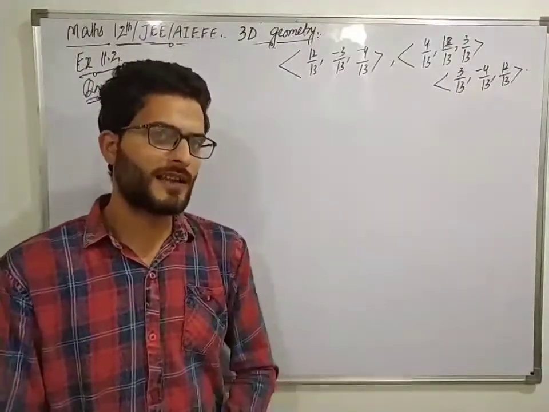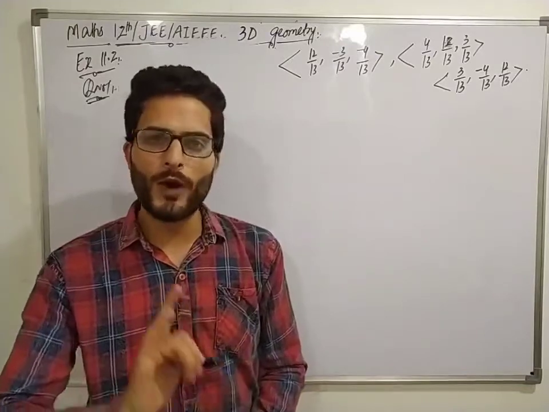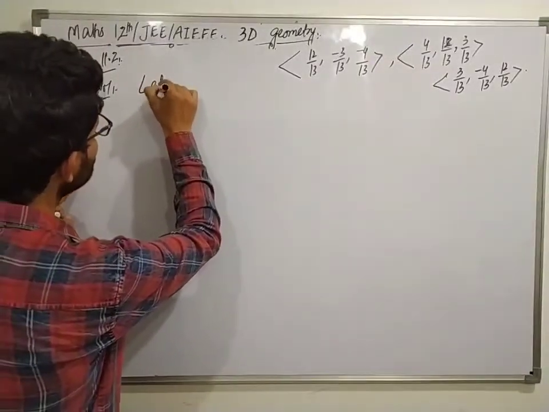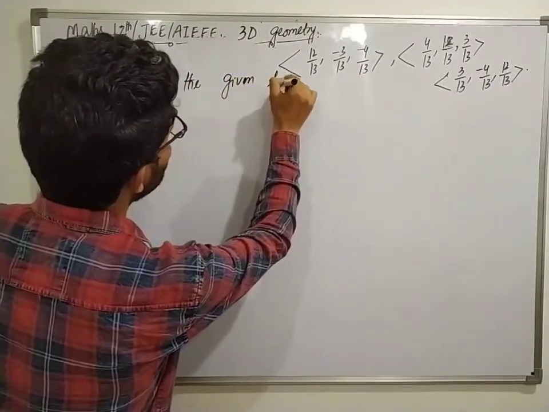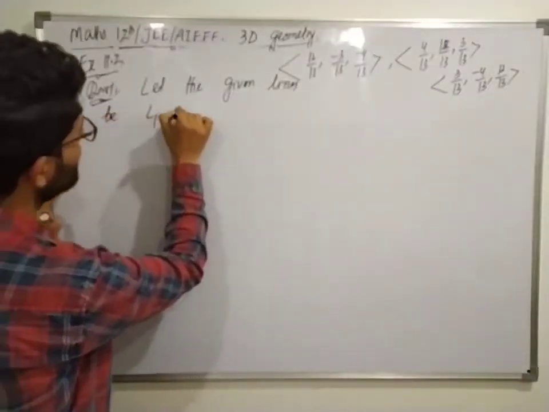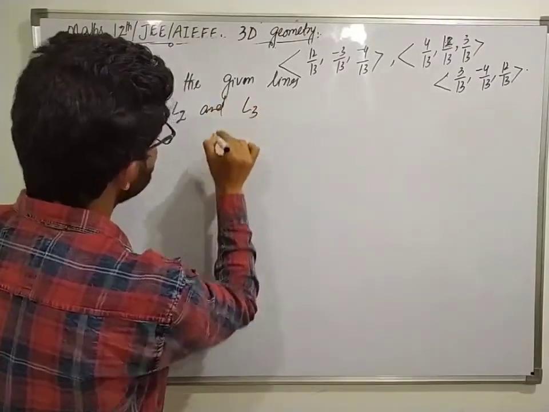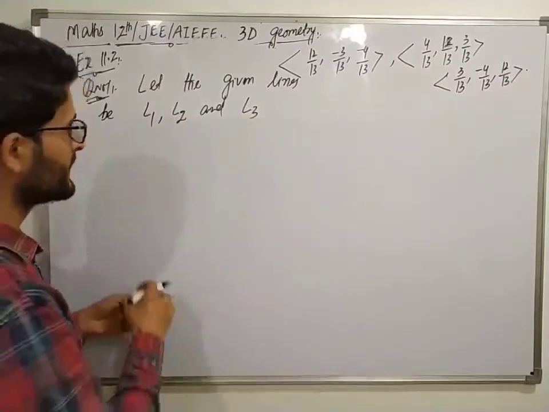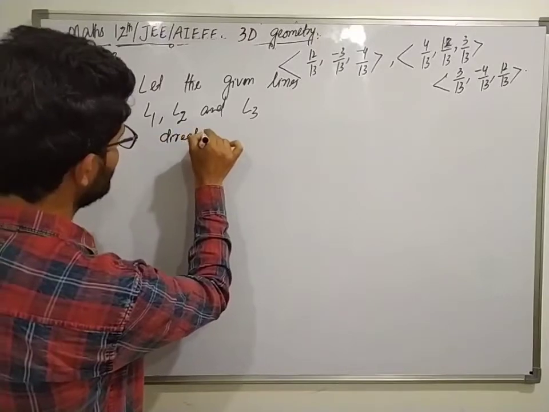तो सपोज इन तीन लाइन्स जिनके गिवन डायरेक्शन कोसाइन्स दे रखे हैं, सपोज इन तीन लाइन्स को हम डिनोट करेंगे L1, L2 एंड L3 से। Let the given lines be L1, L2 and L3. सपोज ये जो गिवन लाइन्स हैं, ये है लाइन फर्स्ट, लाइन सेकंड एंड लाइन थर्ड. Therefore, direction cosines of L1 they are given.